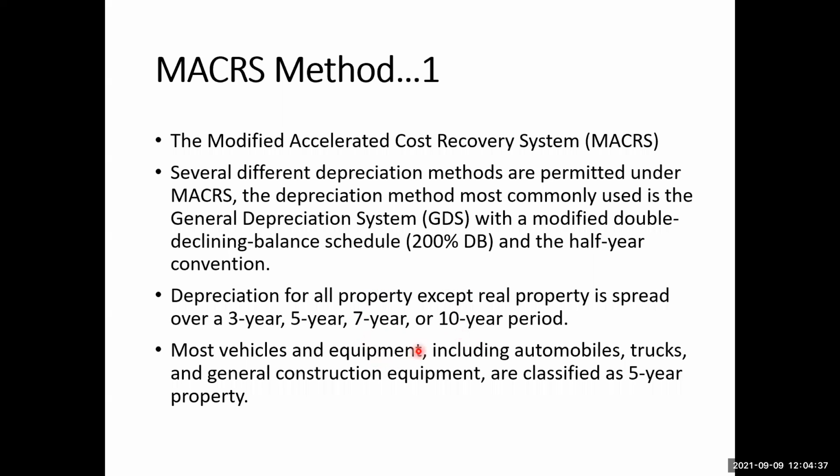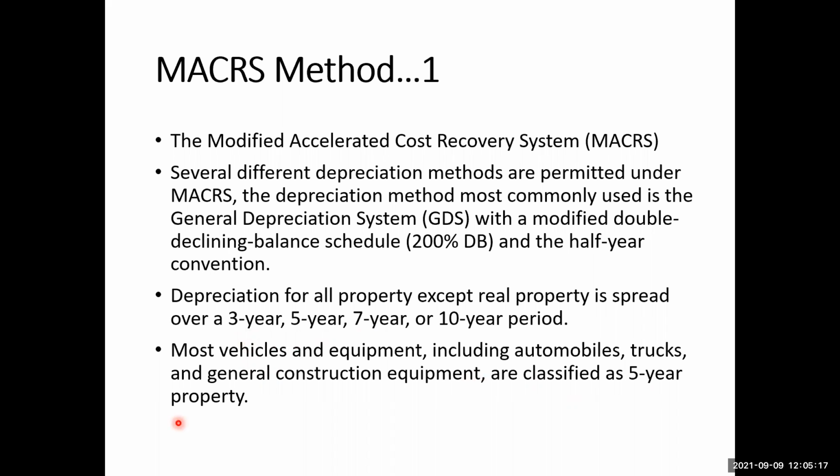So actually, this type of methodology has a list of types of equipment, and for each type of equipment, a recovery period, that means the period over which the value of the asset will be depreciated, is mentioned. Normally it takes these recovery periods, 3, 5, 7, and 10 years. And out of these different recovery periods, most of the construction equipment falls into a 5-year property.